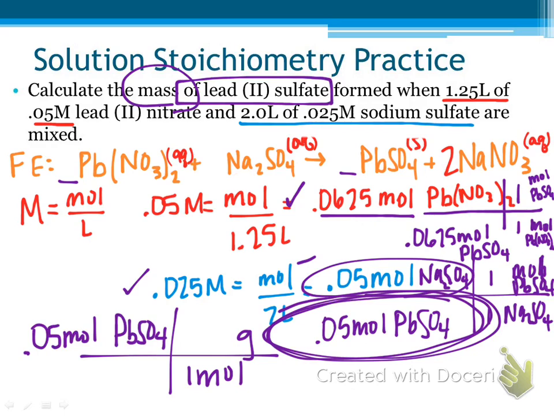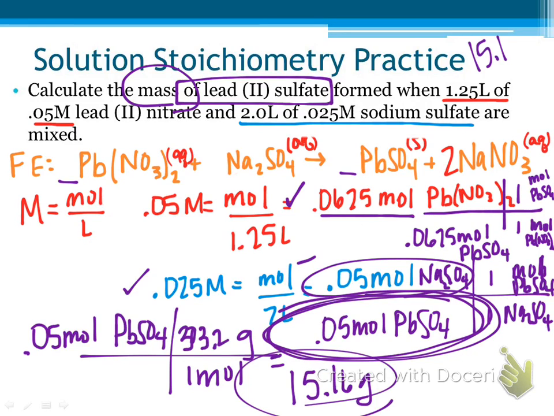Okay. Molar mass for lead sulfate, I had it at 303.2. And my total amount of lead sulfate formed, I had at about 15.16 grams. Write it up here at the top. 15.16 grams.